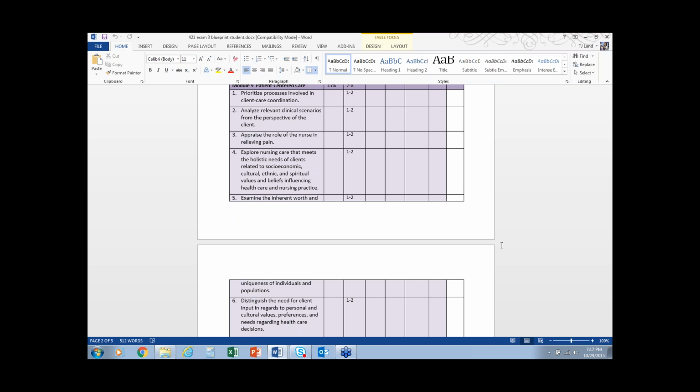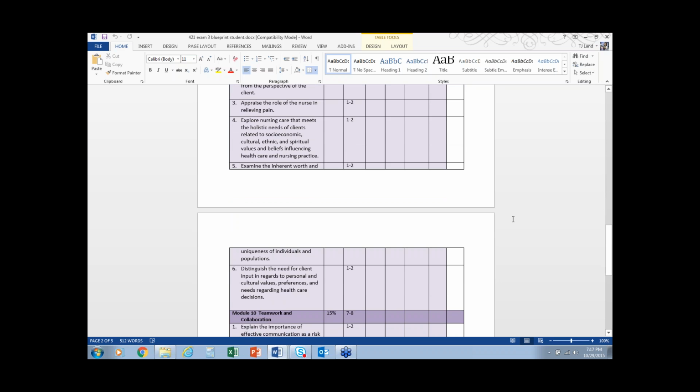The last one on patient-centered care is that we should be able to distinguish the need for client input in regards to the personal and cultural values, preferences, and needs regarding their healthcare decisions. So let's look at it this way. Why does nursing feel that the patient's input on decision-making is important? How do the patient's values, beliefs, and preferences affect that decision-making and how you provide patient-centered care?